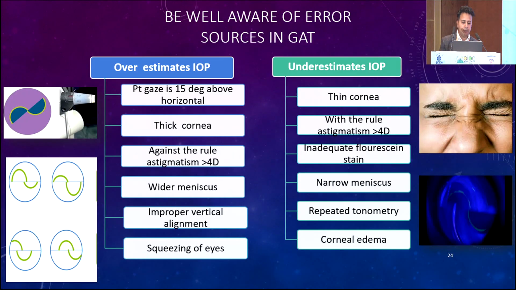But yes, be well aware of the factors which can overestimate or underestimate your readings, like thick corneas, thin corneas, astigmatism, and accordingly we have to modify.